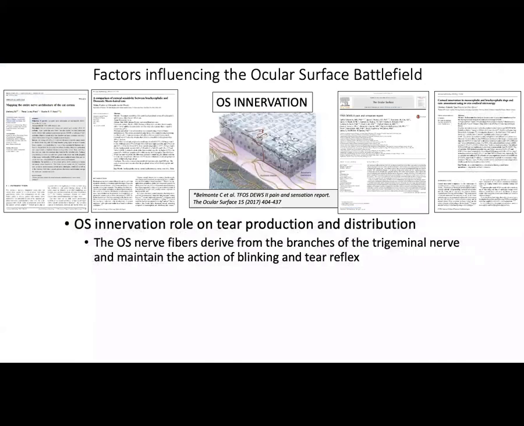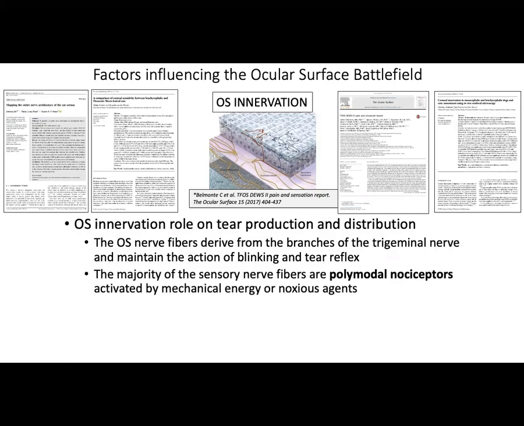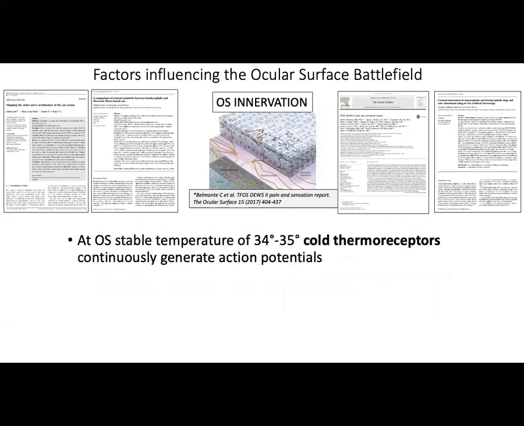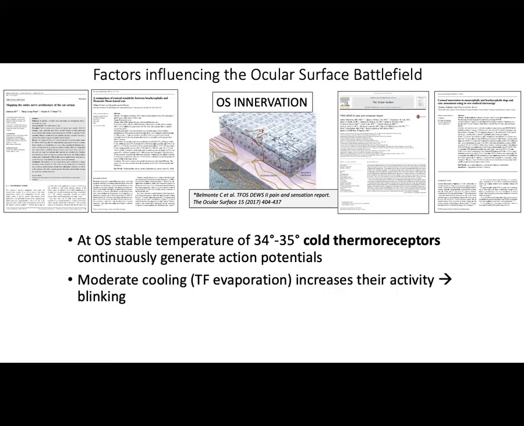And ocular surface innervation has a role in tear production and distribution. The ocular surface nerve fibers derive from the branches of the trigeminal nerve and maintain the action of blinking and the tear reflex. The majority of the sensory nerve fibers are polymodal nociceptors activated by mechanical energy or noxious agents. At an ocular surface stable temperature of 34 to 35 degrees, cold thermoreceptors continuously generate action potentials, and a moderate cooling, like for tear film evaporation, increases their activity, and so we have blinking.